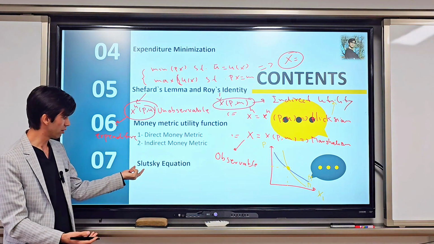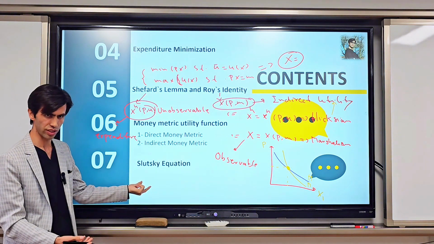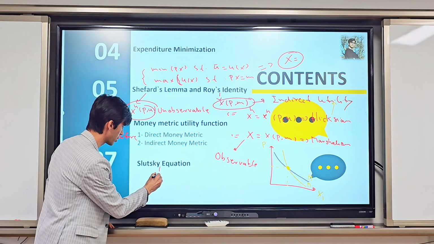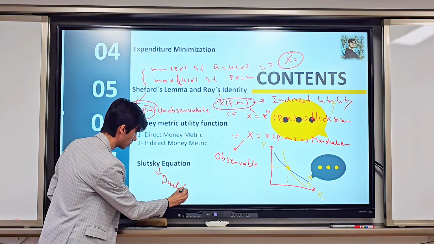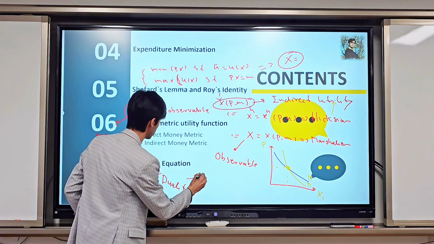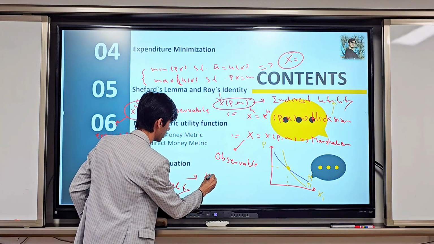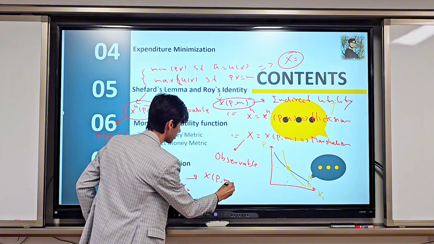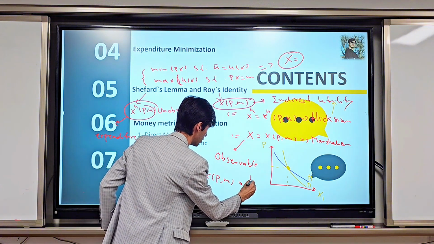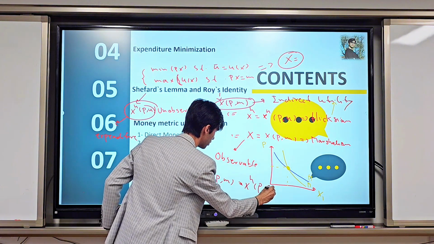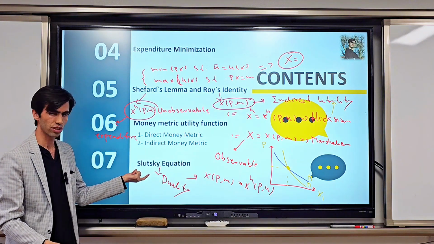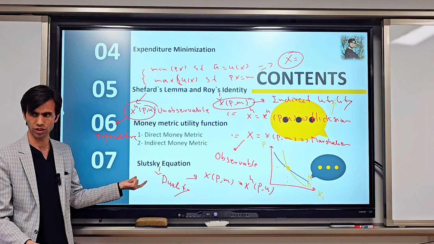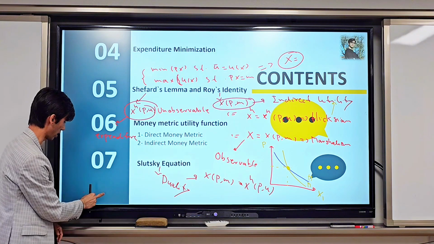And finally, we will think about the Slutsky equation, which again comes from duality. Which duality? This duality, which is x(p, m) is equal to xh(p, u). By this equality, we can find the Slutsky equation, which is one of the most used equations in microeconomics.